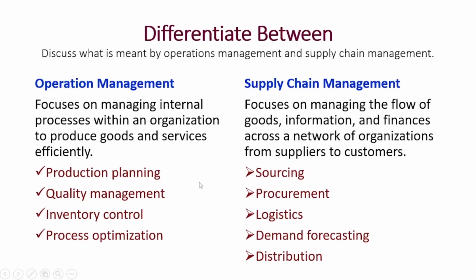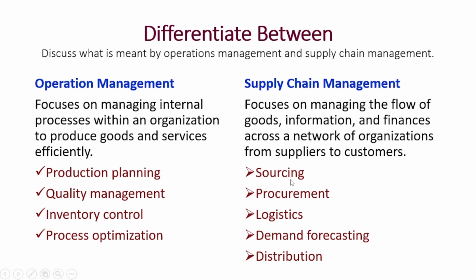You can make this definition very clear by differentiating these two definitions. So what is operations management, and what is supply chain management? Let's read. Operations management focuses on managing internal processes. Supply chain management focuses on managing the flow of goods, information, and finance across the network of an organization from customer to supplier. It is not saying internal, it is saying from the customer to supplier. Meaning everything involved from suppliers to the customer, instead of manufacturing.